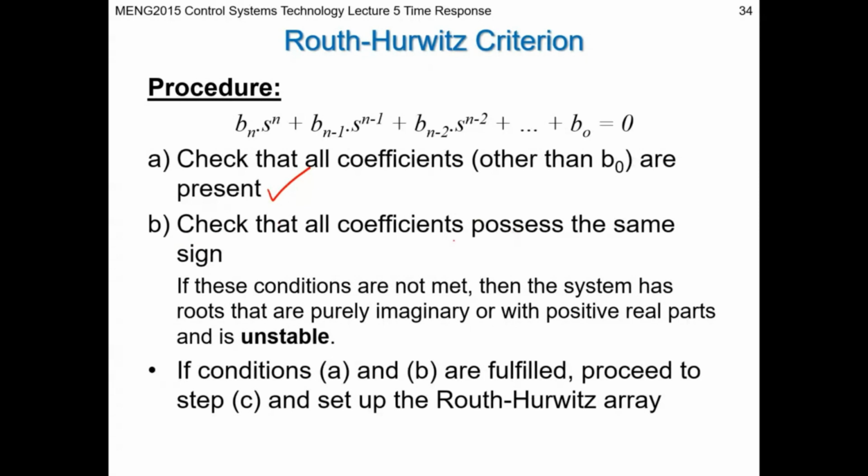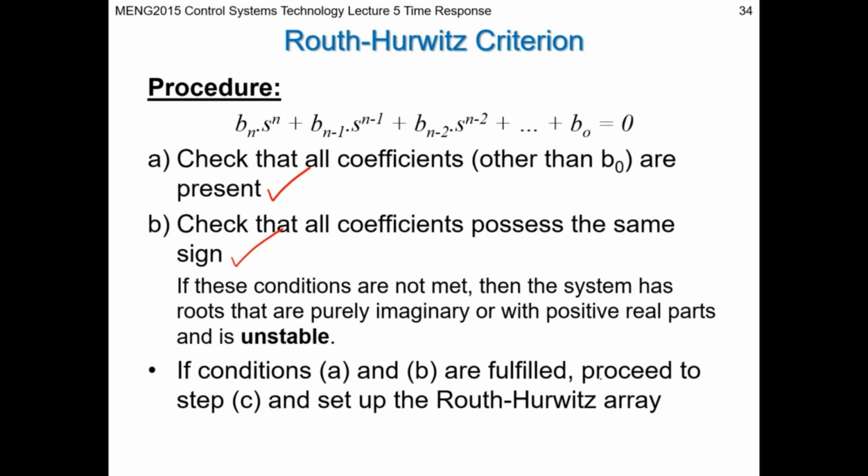And then you have to check that all the coefficients possess the same sign. So if it's positive, then Bn has to be positive, Bn minus 1, Bn minus 2, all of those have to be positive, or all of them have to be negative. If they have the same sign, we get a check, and we can continue. If these conditions are not met, then the system has roots that are purely imaginary, or with positive real parts, and it is unstable. So if it fails at A or B, then you've already determined that your system is actually unstable, and you don't need to go further.